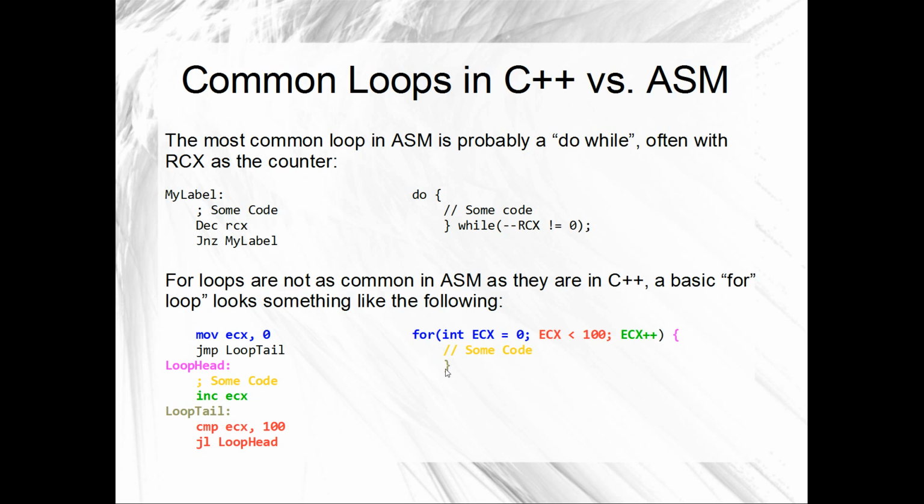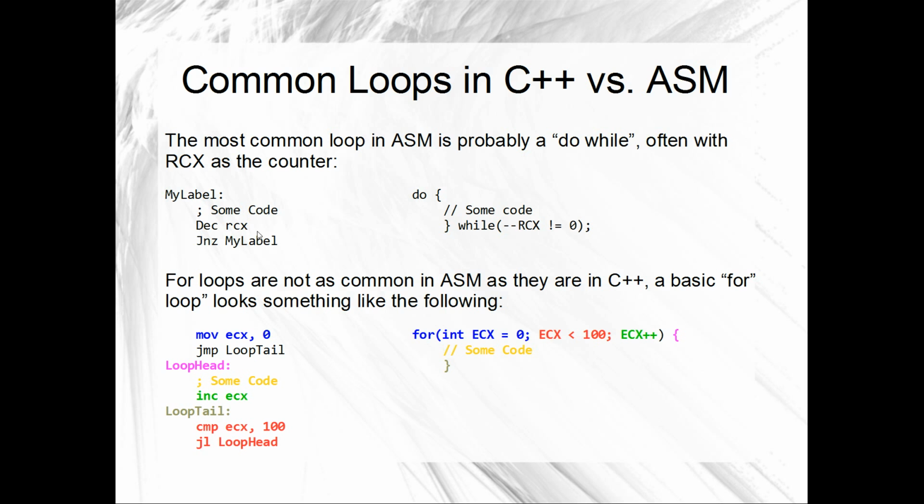In C++, you don't actually execute the tail down here, the closed brace. But ECX++ and the bottom of the loop are there and there. So I hope that makes a bit of sense. That's how you make a for loop in assembly.